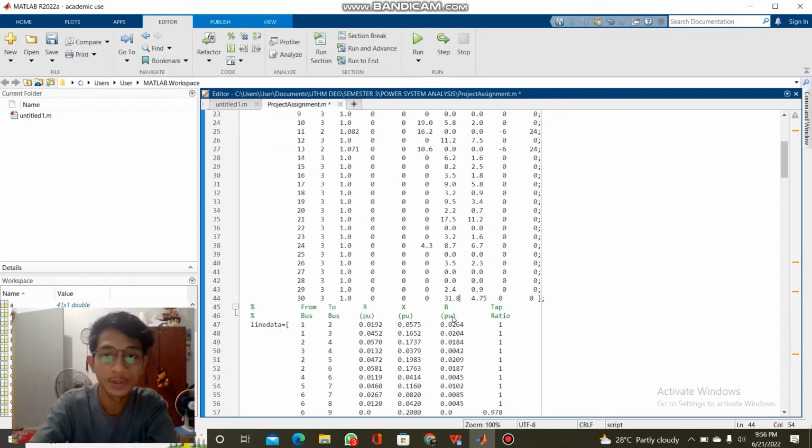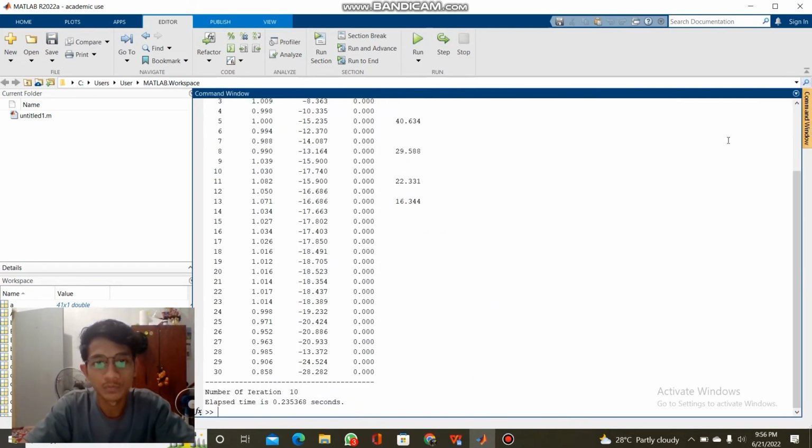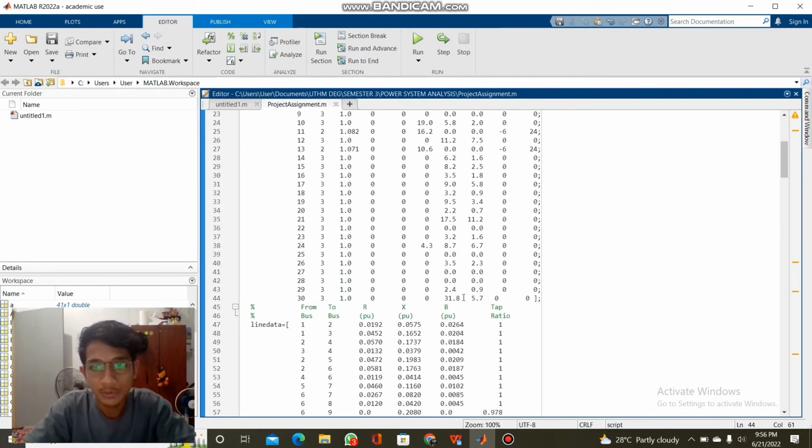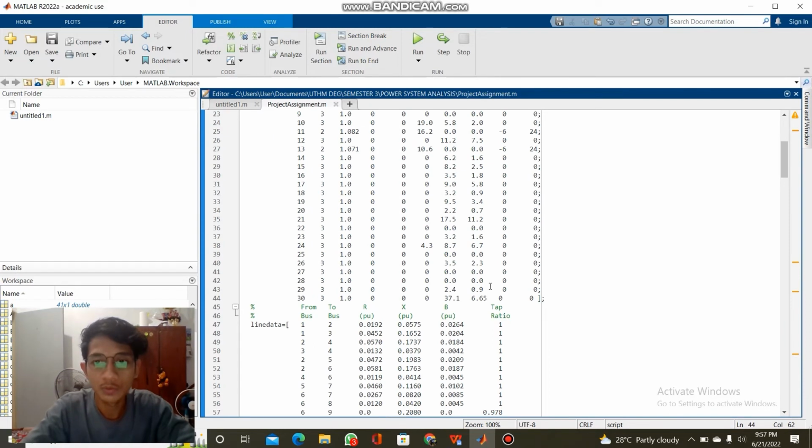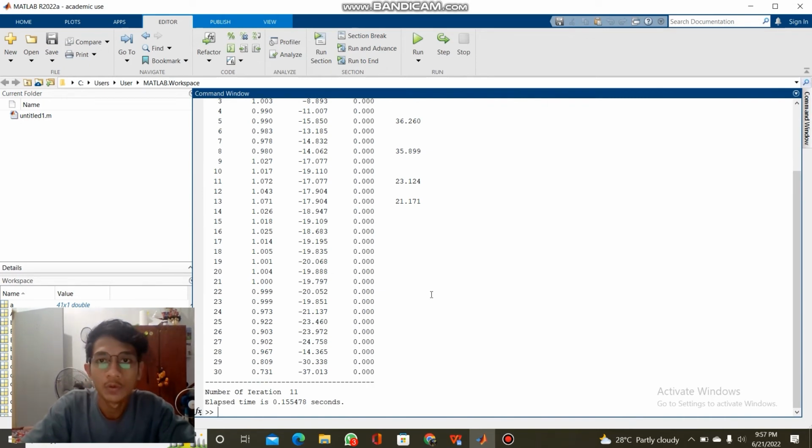So now load P is 31.8 and Q is 5.7. Still the same, but this time we get bus 30 at 0.858. The system still has not collapsed, so I increase 10% more. And yeah, we see bus 30 is 0.810. As we can see here also, the higher the load, the lower the voltage will be. Next, we increase the load again, 0.6, and 2.4. Okay, here we get 0.731.